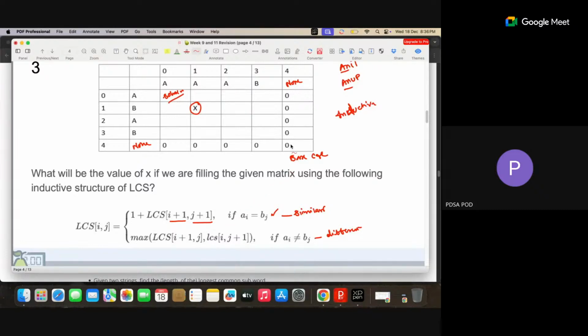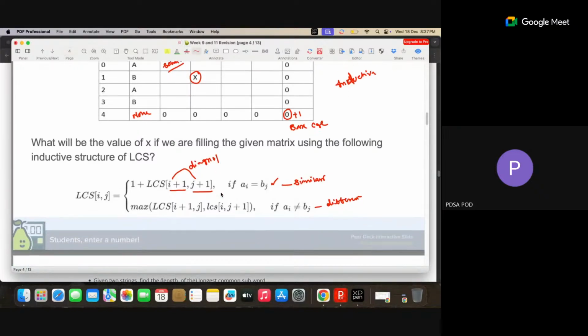It is the diagonal value. Whenever similarity is found, whatever the previous value is there, that one plus 1 we take. This is called the diagonal value.